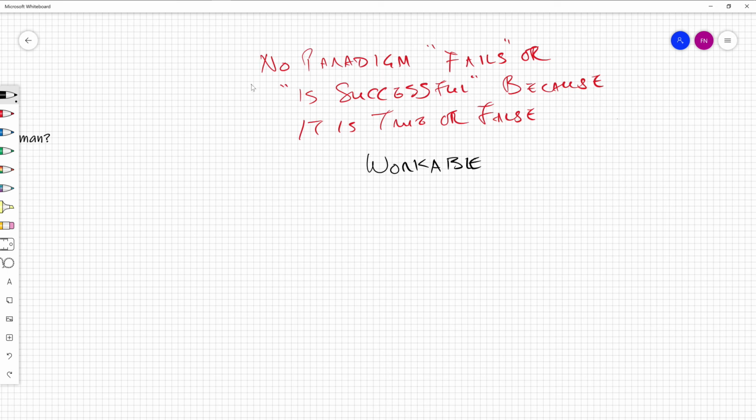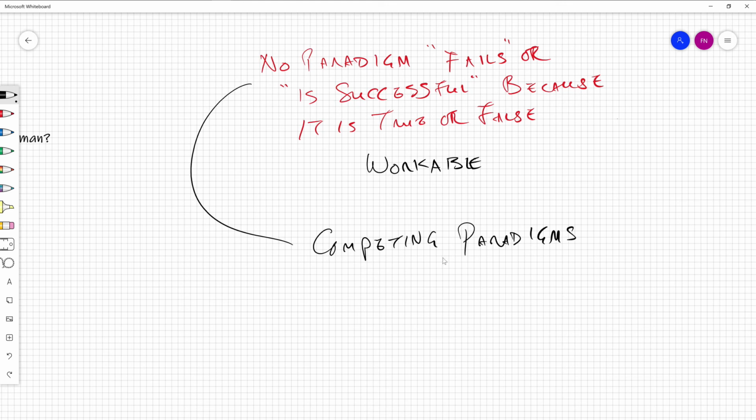This sets up a situation in which competing paradigms are a fact of life. The Republican and Democratic parties both offer very different paradigms. They may overlap, but they're very different. Their understanding of what it means to be human is different. Their understanding of how society should work is very different. In terms of Kuhn's analysis, neither one is true. It's just a question of which one is more workable.